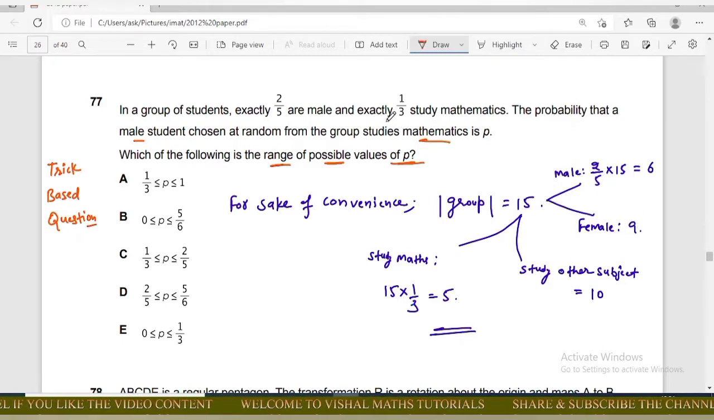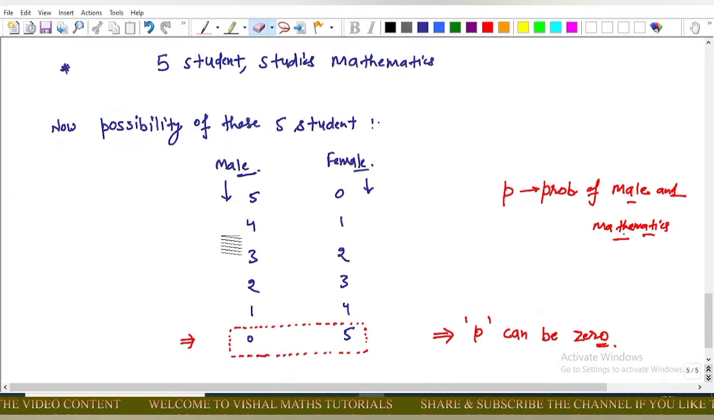And further we have said that exactly 1/3 study mathematics. So out of 15, 15 times 1/3 is equal to 5. This implies that out of 15, 5 students study mathematics. Now come to further discussion. We have 5 students who study mathematics, so for the possibilities of these 5 students, we arrange them in this table, male and female. Male can be 5 and female can be 0.